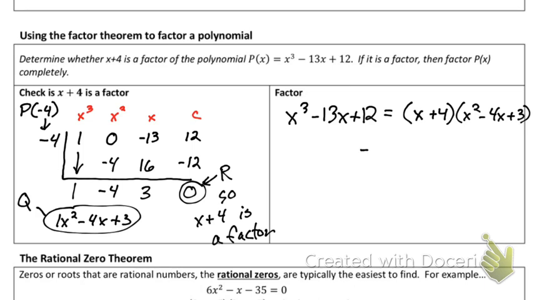So right now we can actually deal with this one. We can actually factor it further: x plus 4 times x minus 3 times x minus 1. Now if I ask for your zeros, you would just say my zeros of this one are negative 4, 3, and 1. I found all of those zeros.